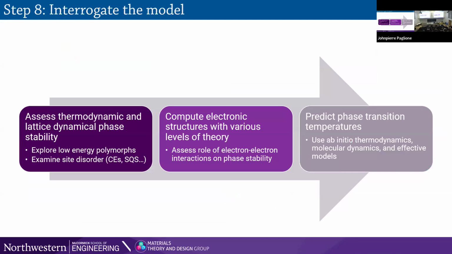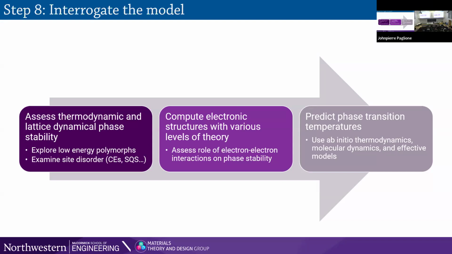And so when we are interrogating the model, these are the steps that we would go through. We're going to look at the thermodynamic stability, the dynamical stability. We'll explore low energy polymorphs, and we'll examine the effect of site disorder. We heard about the important role of disorder. I'm going to mix two anions. The question is, will that be an alloy? So I have some equal concentration of those anions on all of the sites, or will it order? And that's a question we will need to ask in the design of these materials.